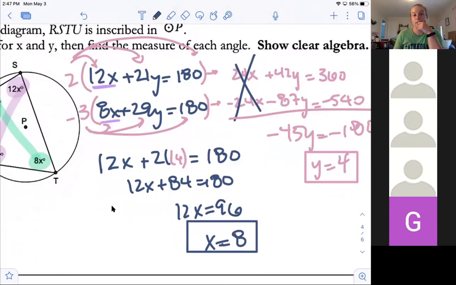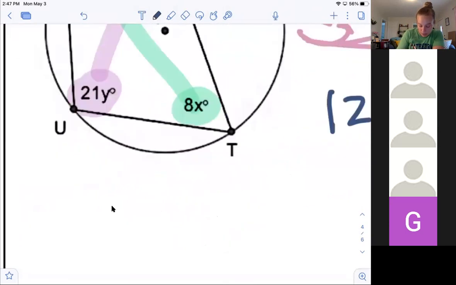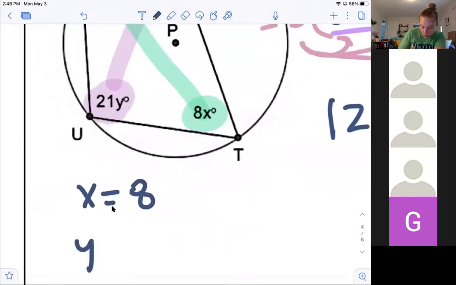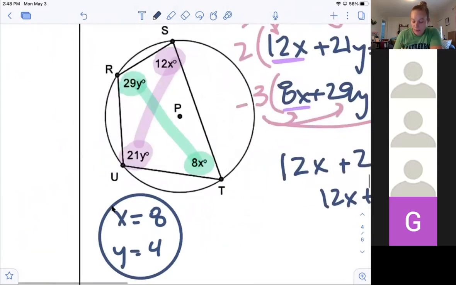Now, it said solve for x and y, and then it said find the measures of each angle. So we're not done just because we found x and y. We have to use those. x equals 8, y equals 4. So every time we see x, we get to use 8. And every time we see y, we get to use 4. So I'm just going to plug them in and find out what all my angles are.